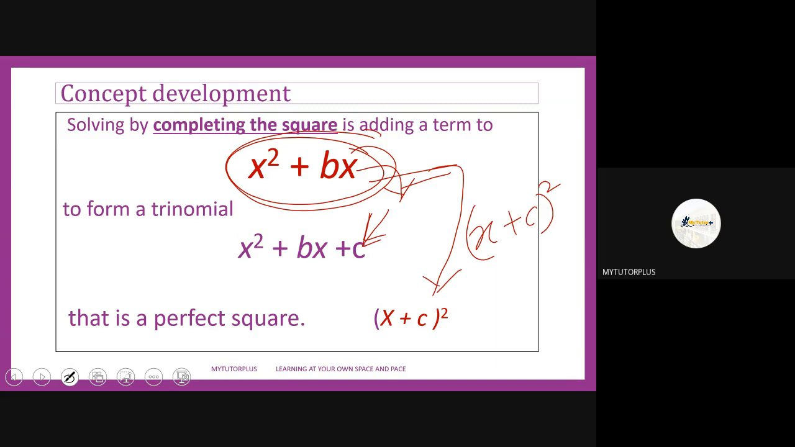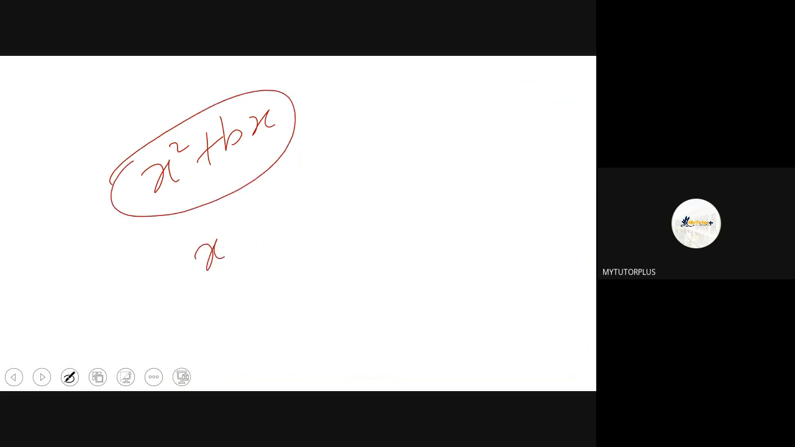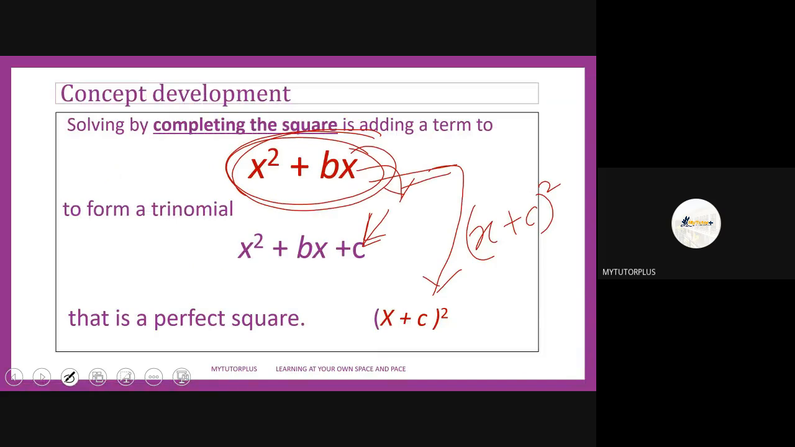We want to convert it from x squared plus bx, so that instead of having it in this format, we can write it in the format of x plus c, all in bracket square. The square on top here is what enables us to express it in perfect square form. So how do we go about it? First, we need to know the value of the letter c.